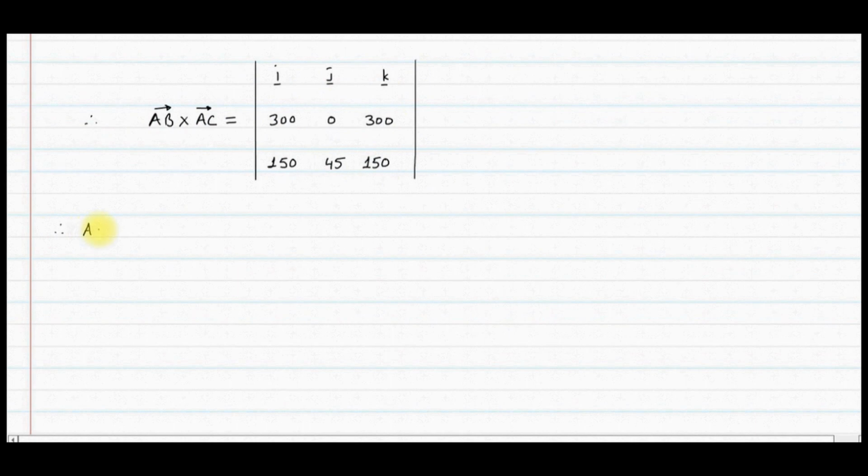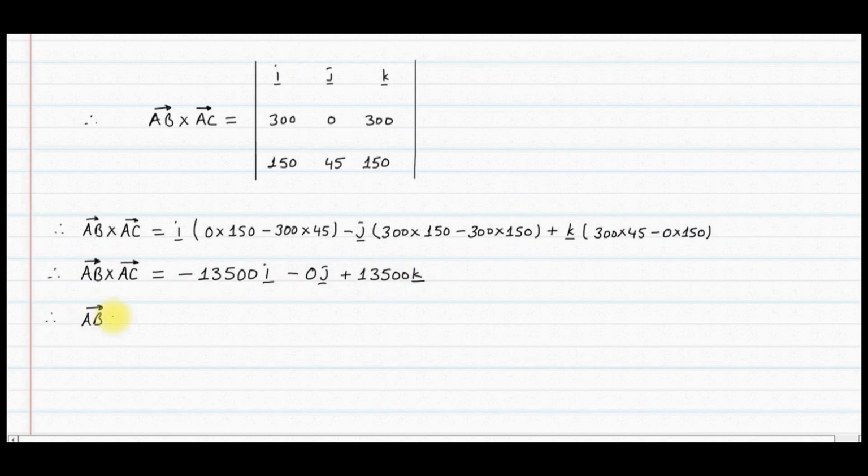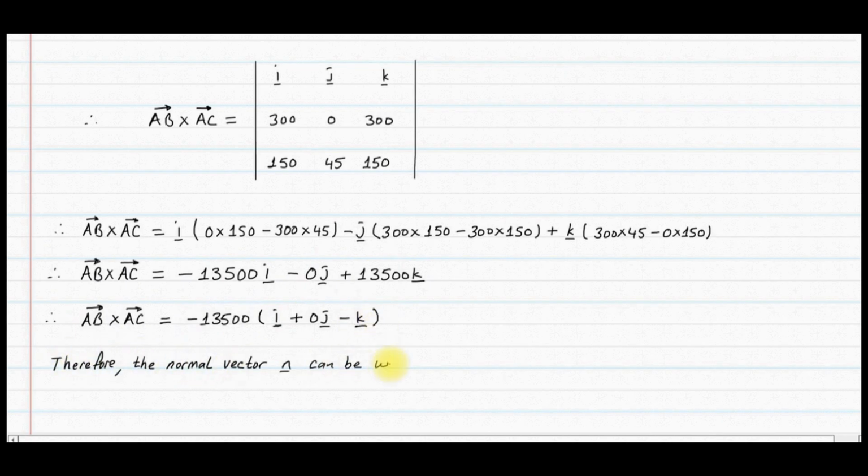Therefore, expressing the vector product of the vectors AB and AC as a determinant, we get the vector AB cross the vector AC equals minus 13,500i minus 0j plus 13,500k after expanding the determinant, which can be written as AB cross AC equals minus 13,500 times (i plus 0j minus k). Therefore, the normal vector n can be written as n equals i minus k.